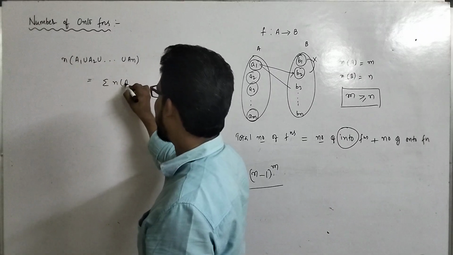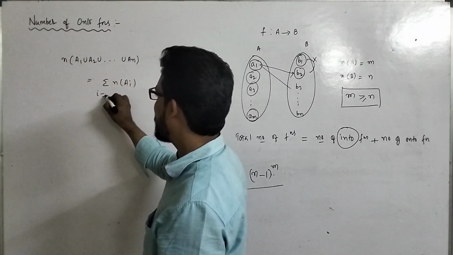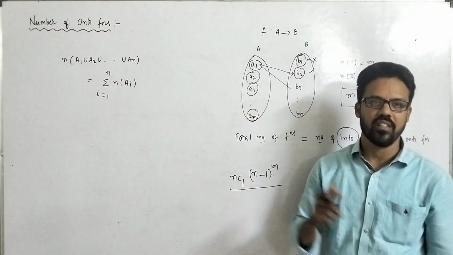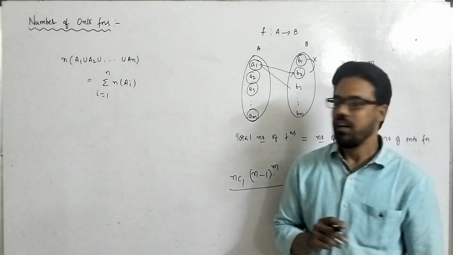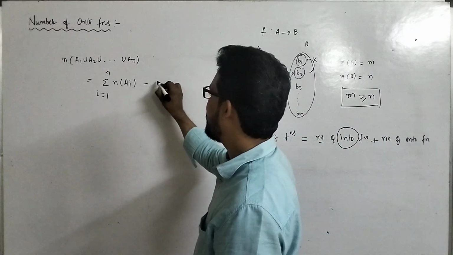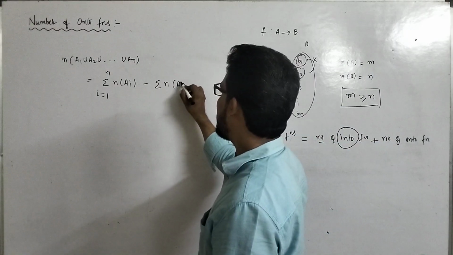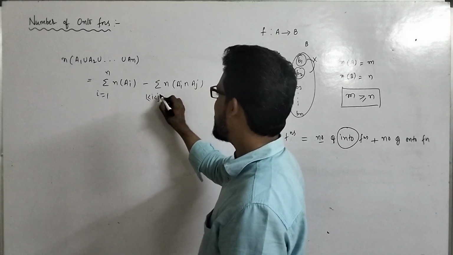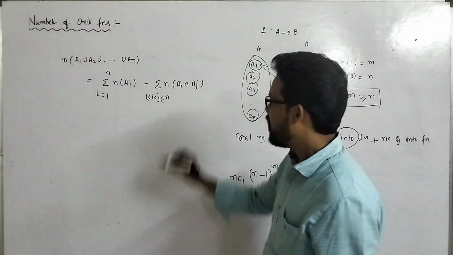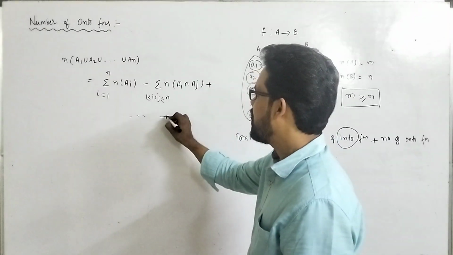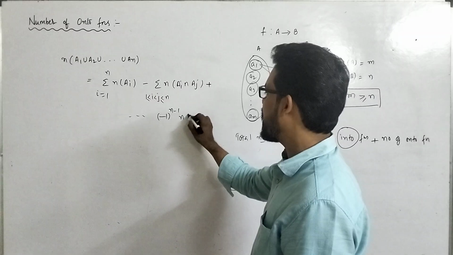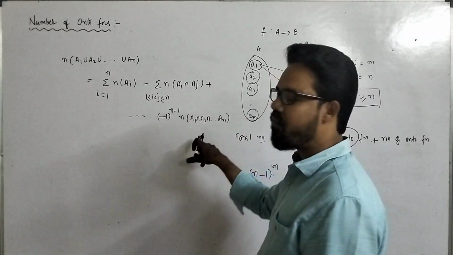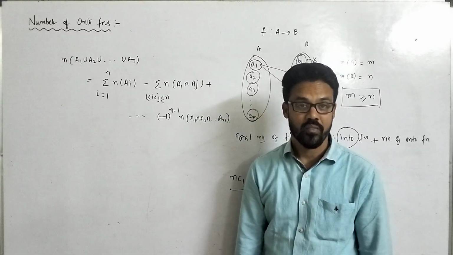Sigma n of Ai, i running from 1 to n, minus sigma n of Ai intersection Aj, 1 less than or equal to i less than j less than or equal to n, plus so on, minus 1 whole to the power of n minus 1 into n of A1 intersection A2 so on An. If you see the previous video, it will be helpful for this video for finding an onto function. This is the formula for the principle of inclusion-exclusion.